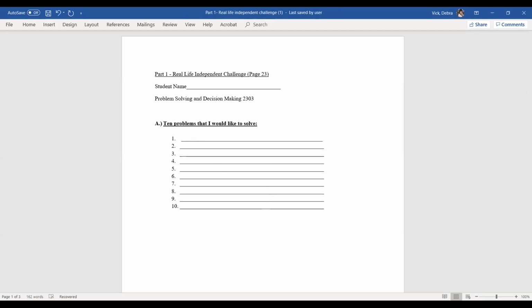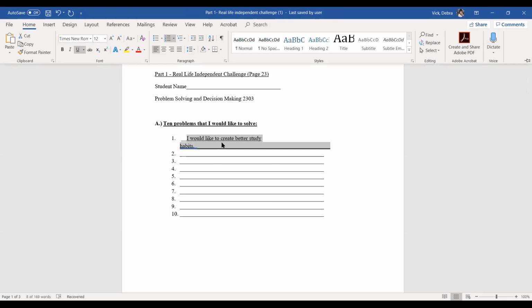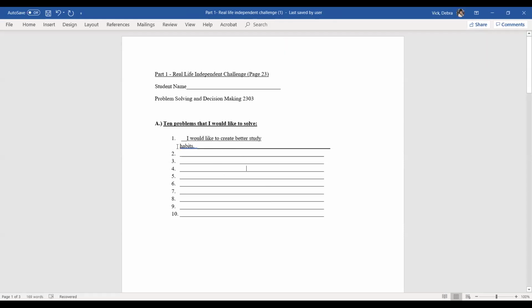An example could be, let's see, I would like to create better study habits. This could be something that you're looking to solve. Why is it doing that? Oh, because this is too long. So if that's the case, then that would be one of your problems.